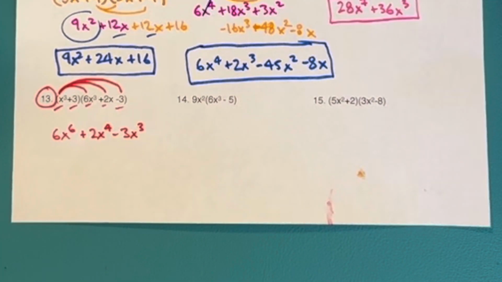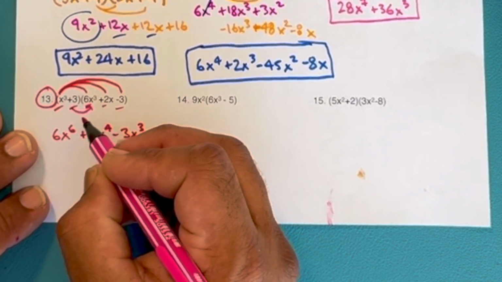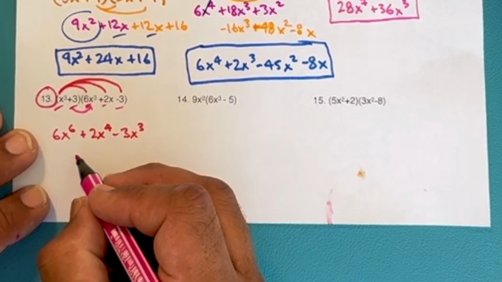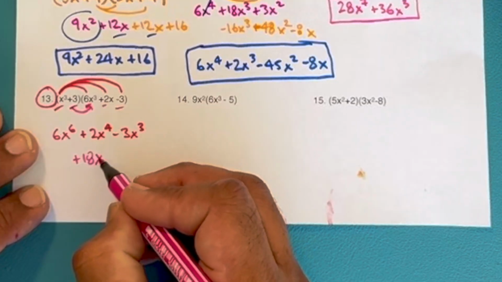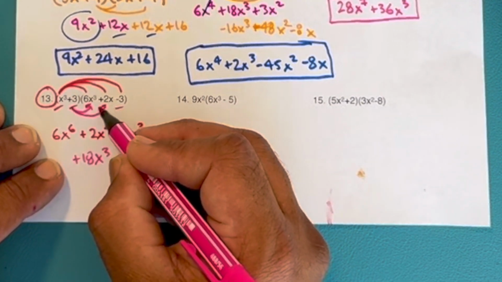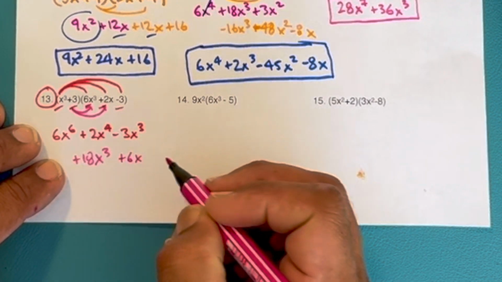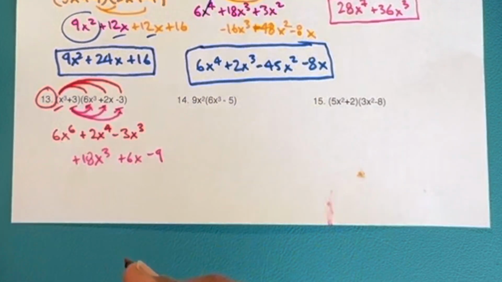Glancing at it as I continue, I don't think we're going to get these to match up nicely. So this guy battles this one. So 3 times the 6 is 18. Add 18. And that's x to the third. Ooh, I should have written that right here. And then 3 times 2x is a positive 6x. And then 3 times the negative 3 is a negative 9.